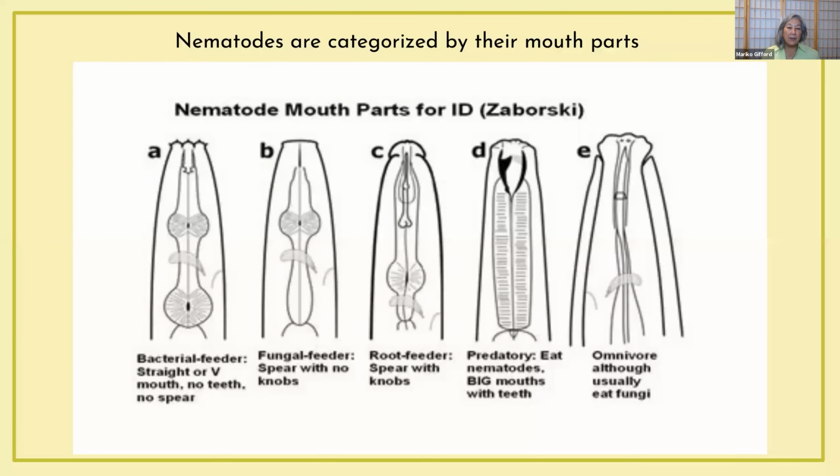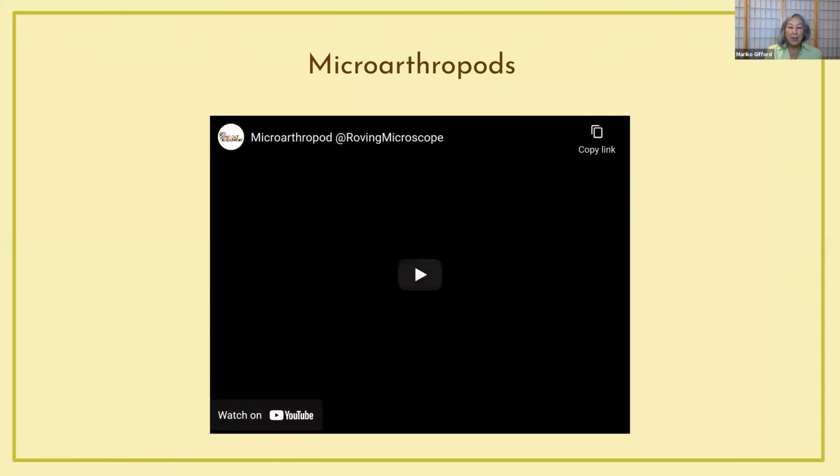And this is what I described. These are the mouth parts. So this is how they would categorize the different types: a bacterial feeder, fungal feeder, a root feeder, predatory, and omnivore. So if it was slowed down on those slides, we could have identified it by that mouth part. And then we would know what activity it's doing, who's its prey, who's its food in that sample.